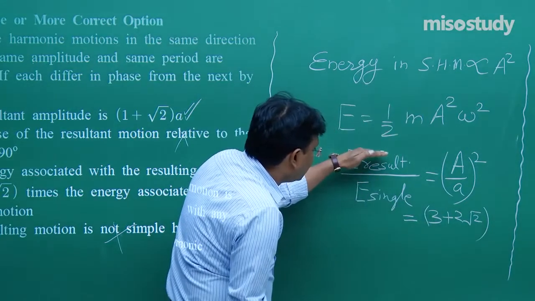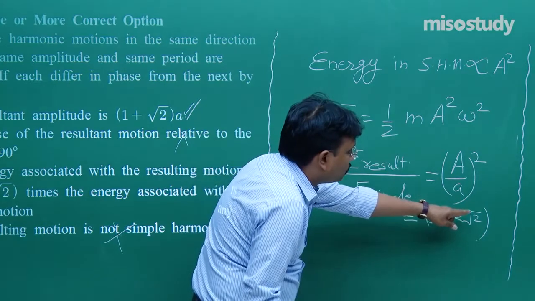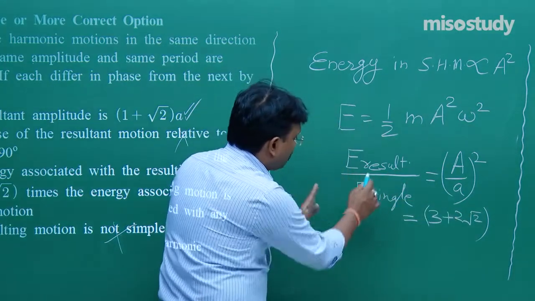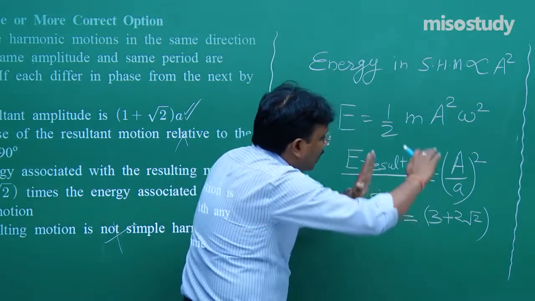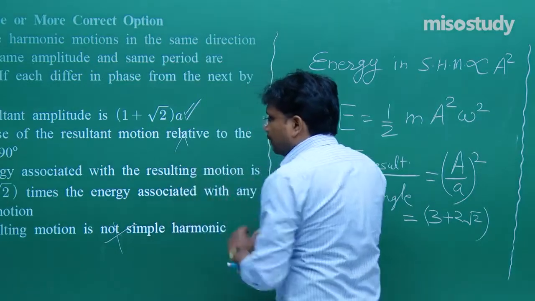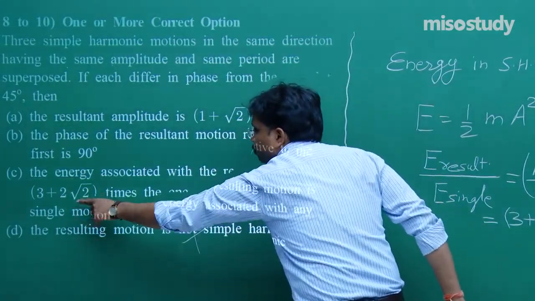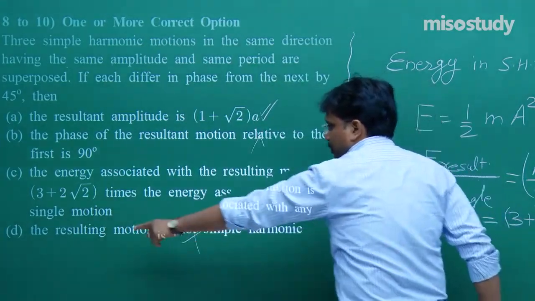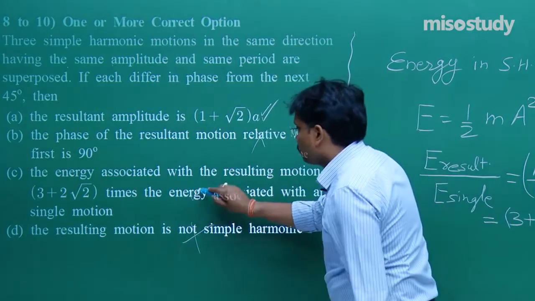That is E resultant upon E single is equal to 3 plus 2 root 2. Or you can say E resultant is 3 plus 2 root 2 times of E single. So let's try to analyze this. The energy associated with the resulting motion is 3 plus 2 root 2 times the energy associated with any single motion. I hope that is also clear.